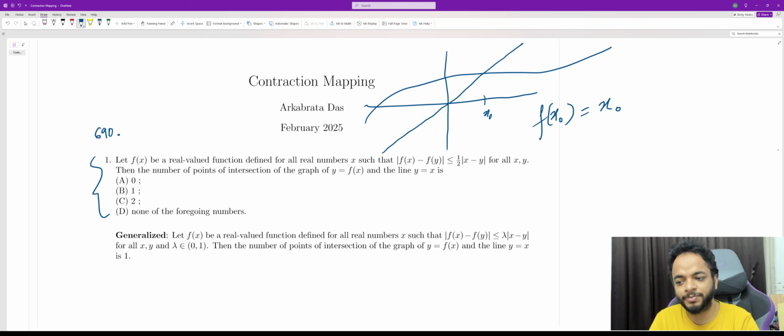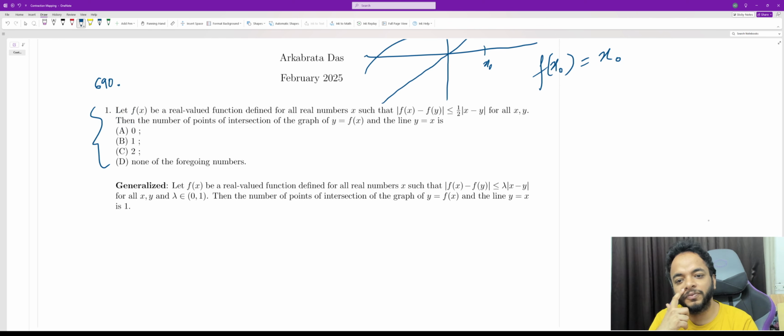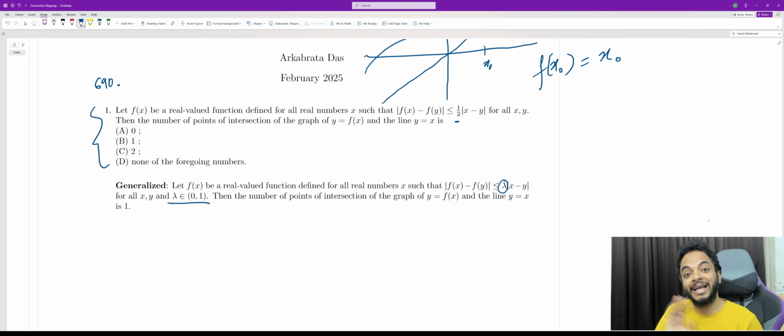So I have generalized this problem. In the generalized version, all the conditions are the same, only I have replaced this half by lambda, and lambda is strictly between 0 and 1. The rest of the problem is the same. So even if you replace half by any value between 0 and 1, half, 1/4, 1/3, or any irrational value also, but it has to be strictly between 0 and 1, the answer will remain the same. And the answer, as is given, is that we have to prove that it has one fixed point.